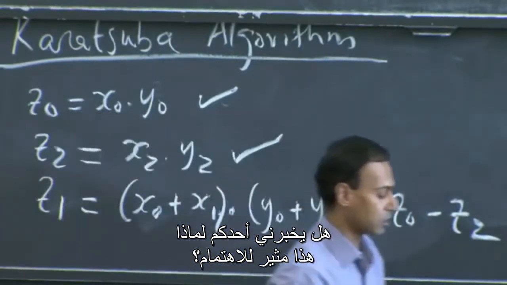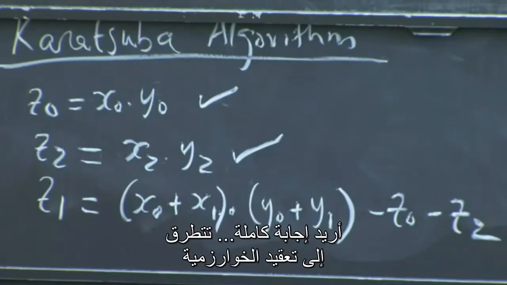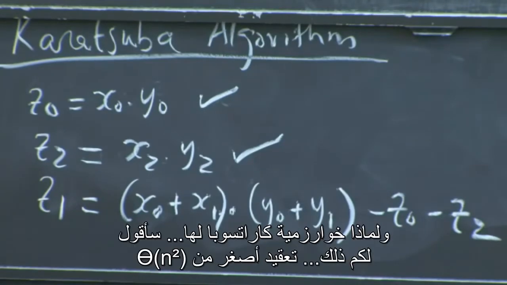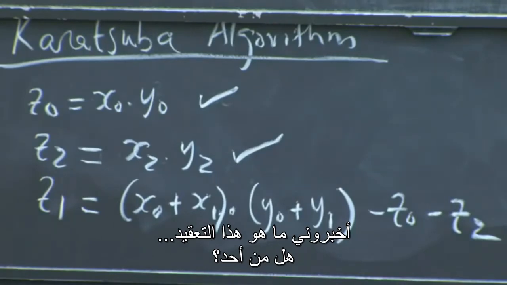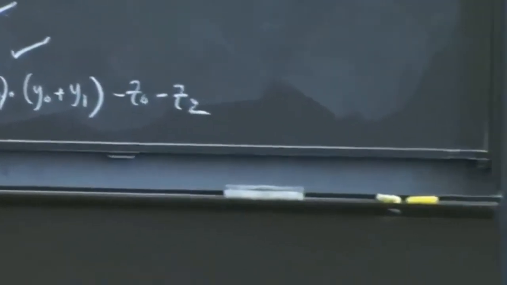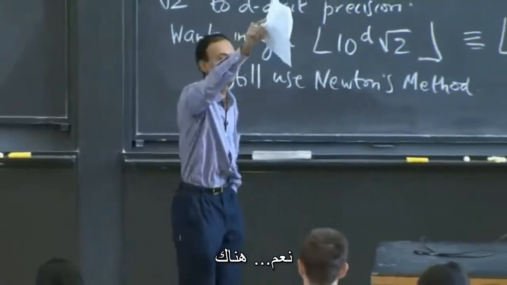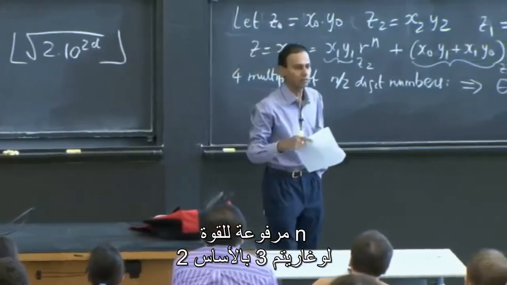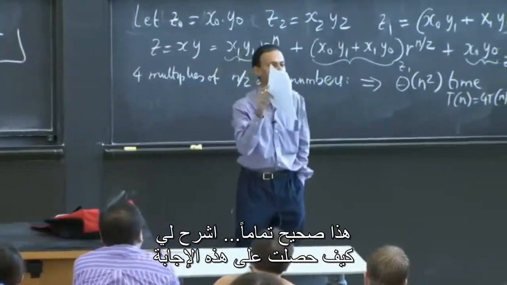Okay? So someone tell me why this is interesting, and take it all the way to the complexity of the algorithm. Explain to me why Karatsuba's algorithm has, I'll give it away, a lower complexity than theta n square, but tell me what it is. Someone other than you? Someone way at the back. Yep, out there. N raised to log base 2 of 3. That's exactly right. And why did you get that? Explain to me how you got there.